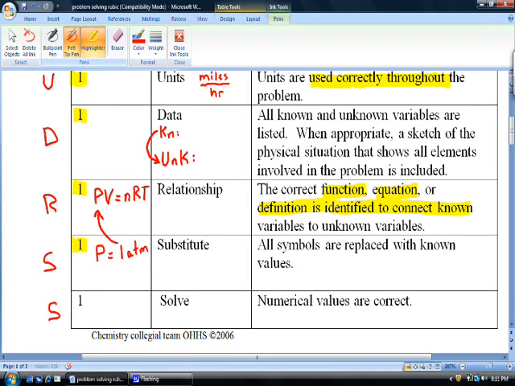And then, of course, the thing we are always looking for at the end is, did you get some kind of correct numerical value? So that is the 5-point problem-solving rubric that you'll use in this class.